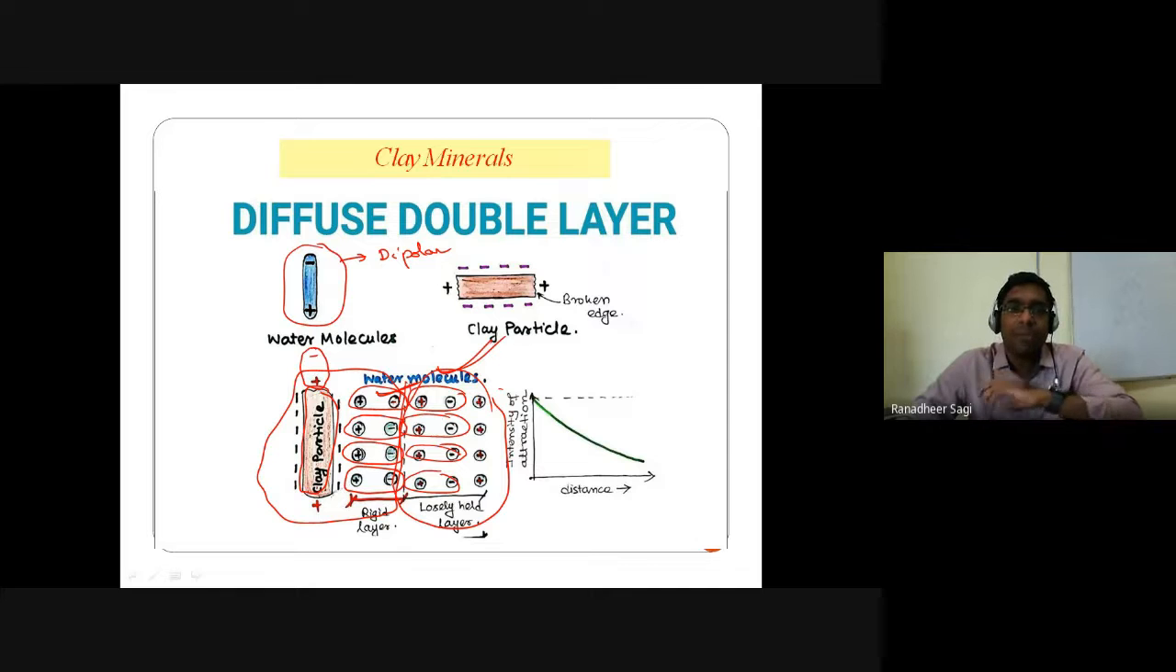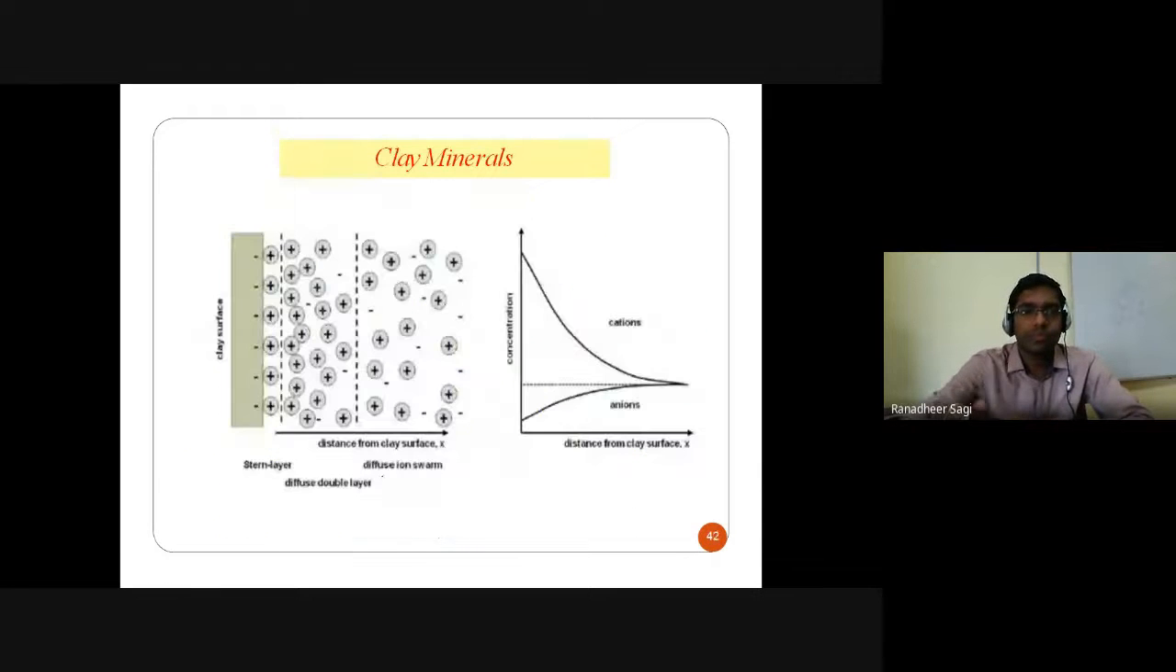So that complete zone, the vicinity of water molecules in the solution having an effect of the force of attraction towards the surface of your clay particle, is what we call your diffuse double layer. So this is the range we are talking about.